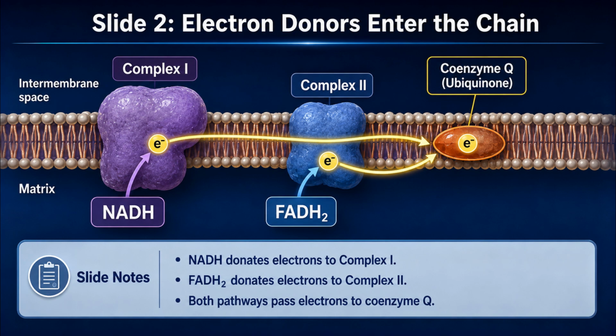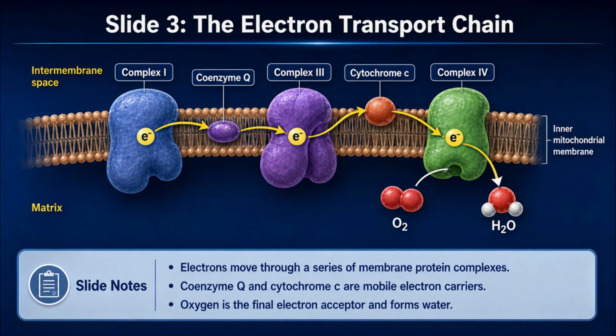NADH and FADH₂ are produced during earlier metabolic pathways, including glycolysis, pyruvate oxidation, the citric acid cycle, and fatty acid oxidation. These molecules carry high-energy electrons that were originally obtained from nutrients, such as carbohydrates and fats. NADH transfers its electrons to complex 1 of the electron transport chain. As the electrons move through complex 1, energy is released. Complex 1 uses this energy to pump hydrogen ions, also called protons, from the mitochondrial matrix into the intermembrane space. The electrons are then transferred from complex 1 to ubiquinone, also called coenzyme Q.